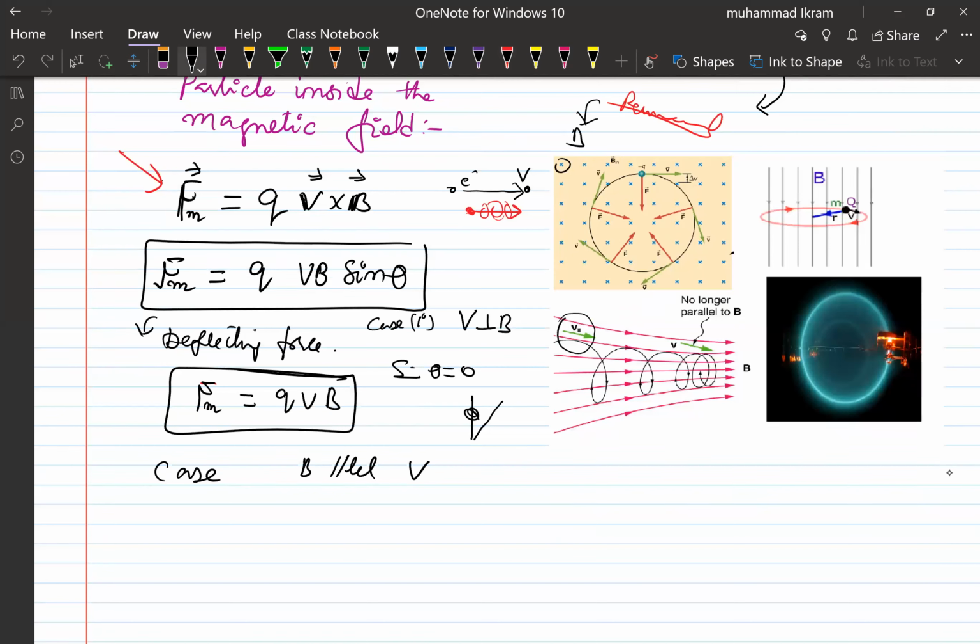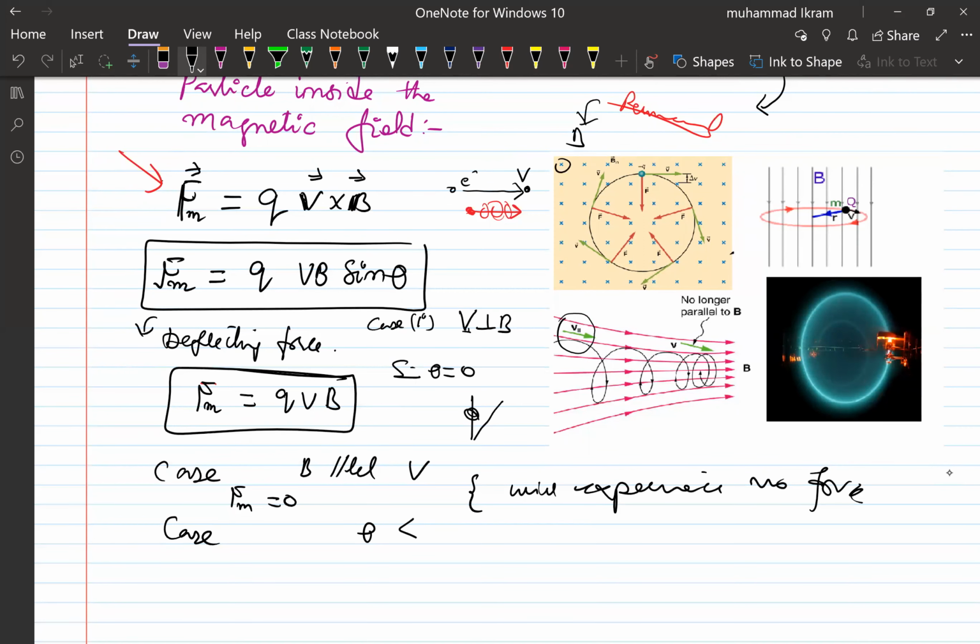So this is case 1. V is perpendicular to B, and I told you the force will be maximum, right? And then there will be a complete circular path, with maximum centripetal force. Case 2, when v is parallel, Fm will be equal to 0. What does this mean? This means that the charged particle will experience no force, no matter how large the charge is and how fast it moves. When theta is 0, that is when it moves parallel to the magnetic field, it will experience no deflecting force.